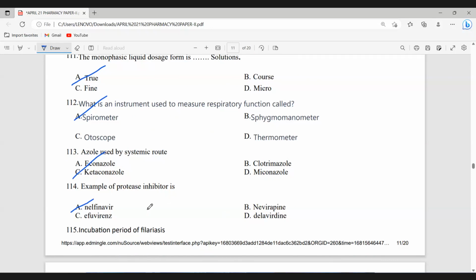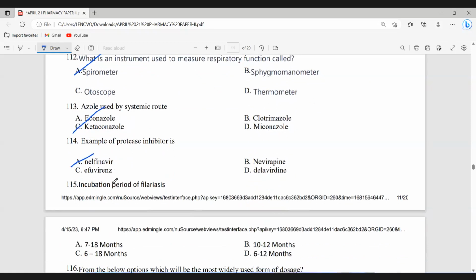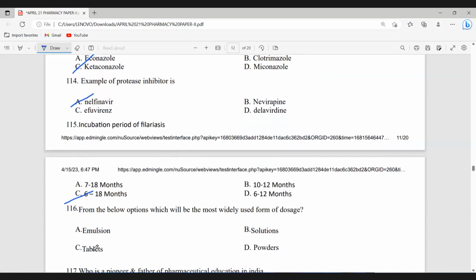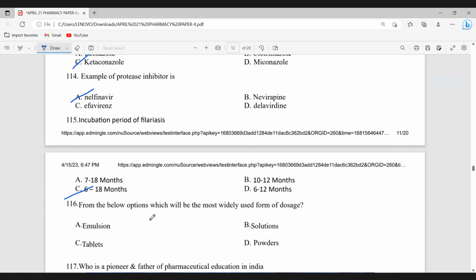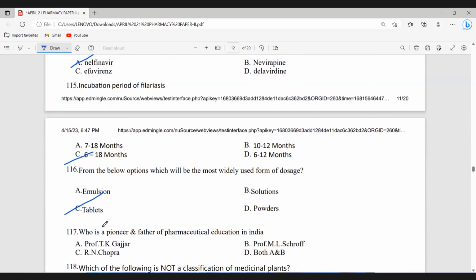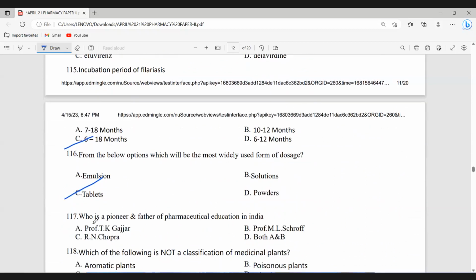Non-nucleoside reverse transcriptase inhibitors. Then 115. Incubation period of filariasis, that is 6 to 18 months. Then 116. From the below options, which will be the most widely used form of dosage form? Tablets. Then 117. Who is the pioneer and father of pharmaceutical education in India?